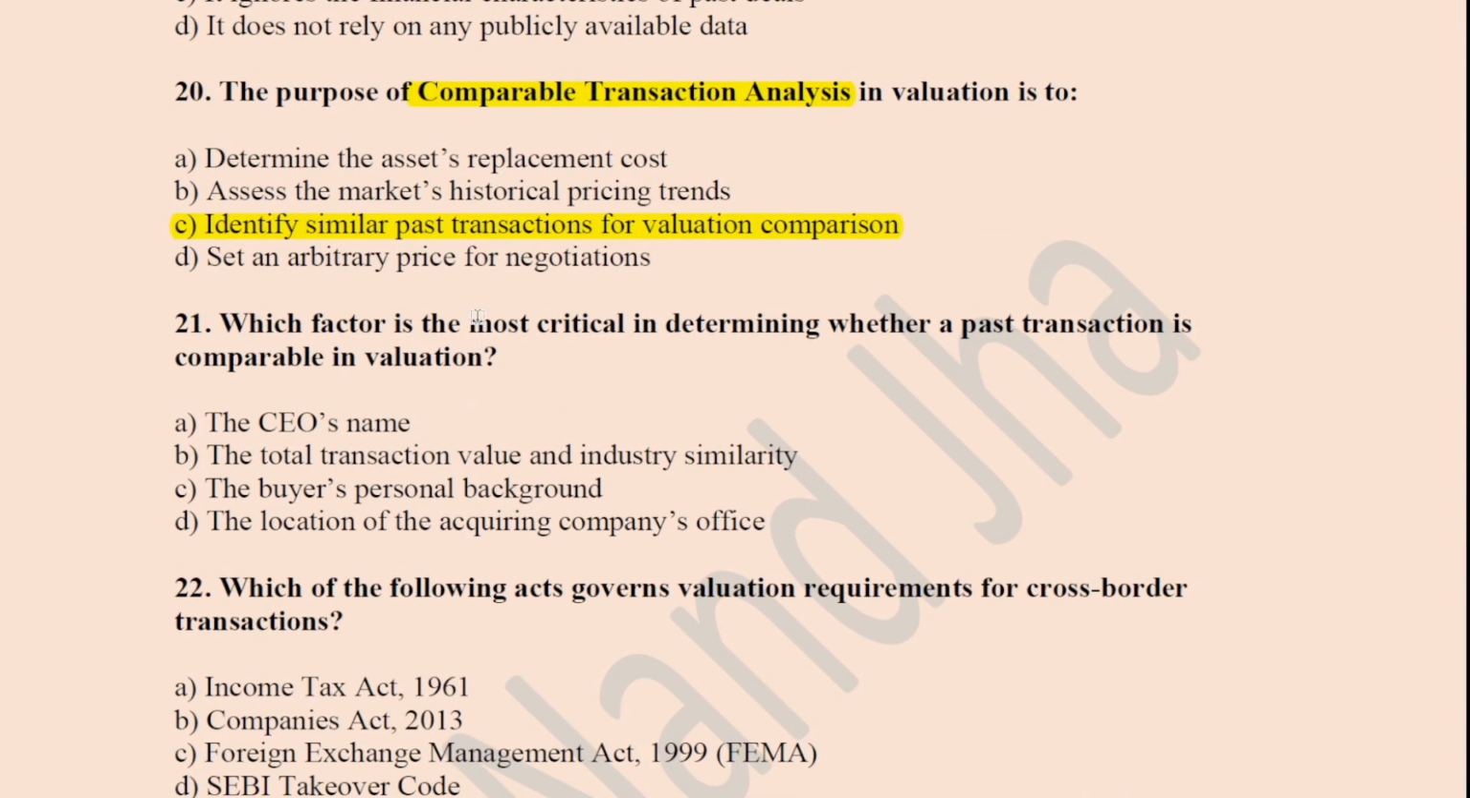Which factor is most critical in determining whether a past transaction is comparable in valuation? The CEO's name. No. The total transaction value and industry similarity. Yes. The CEO's personal background. No. The location of the acquiring company's office. No. So the answer is B.